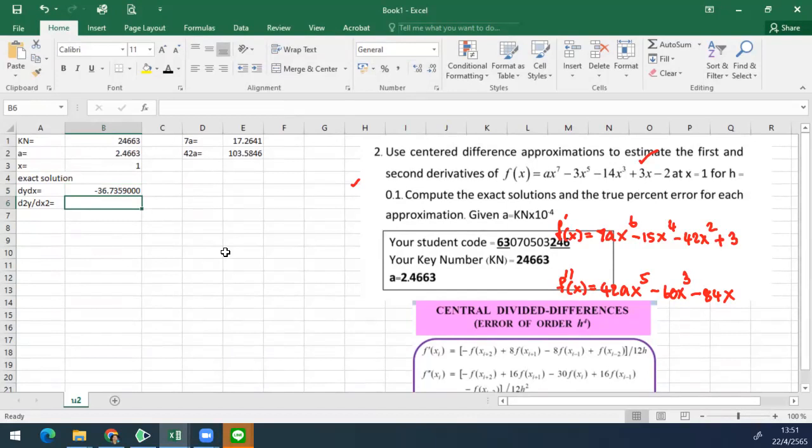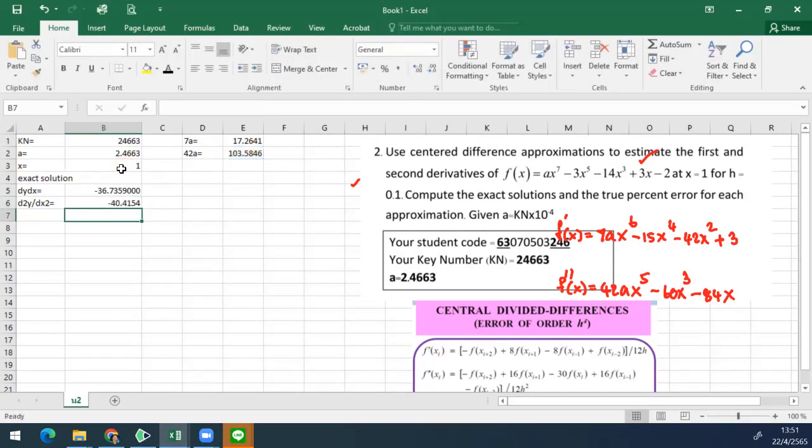Okay, so then am I correct? That should be all right. Okay, so then the second derivative becomes 42a x power 5, okay, and minus 60 x power 3, okay, minus 84x.